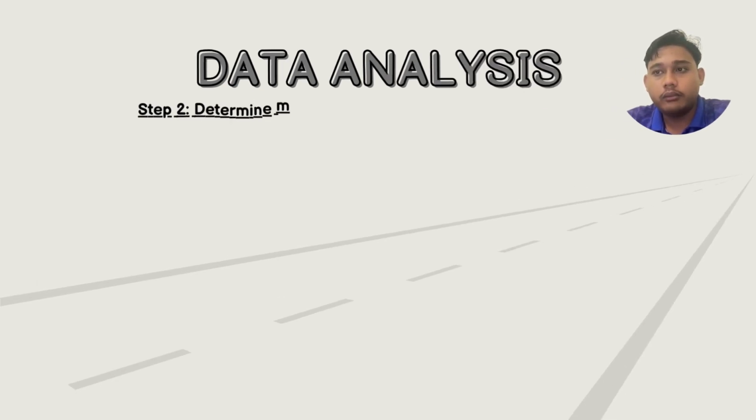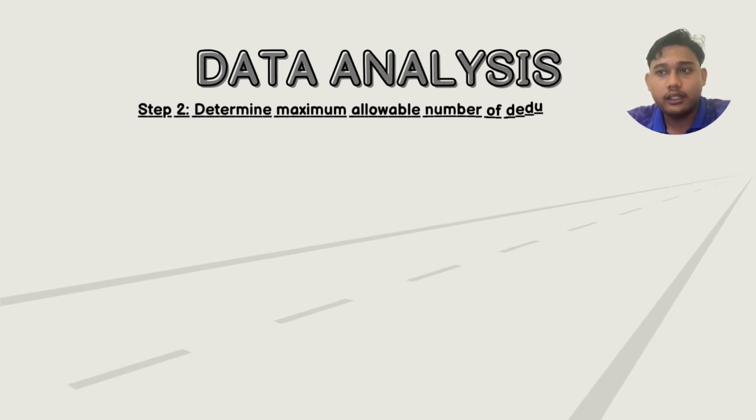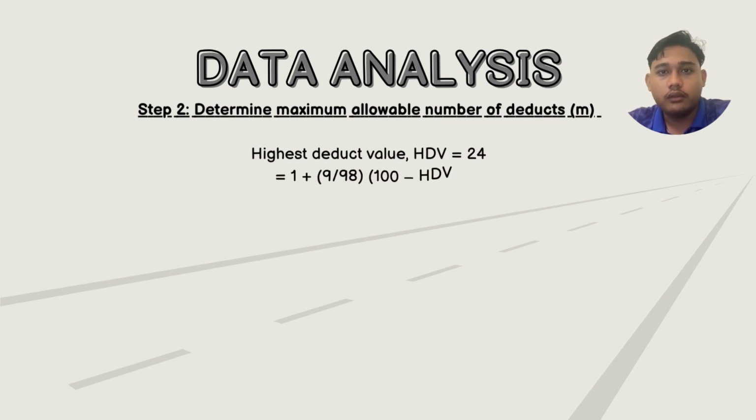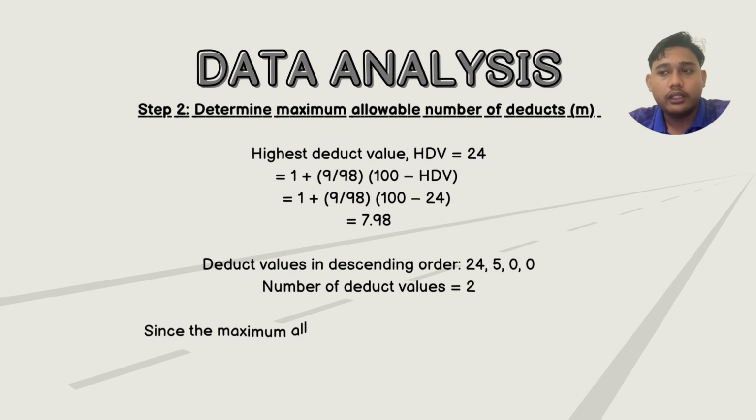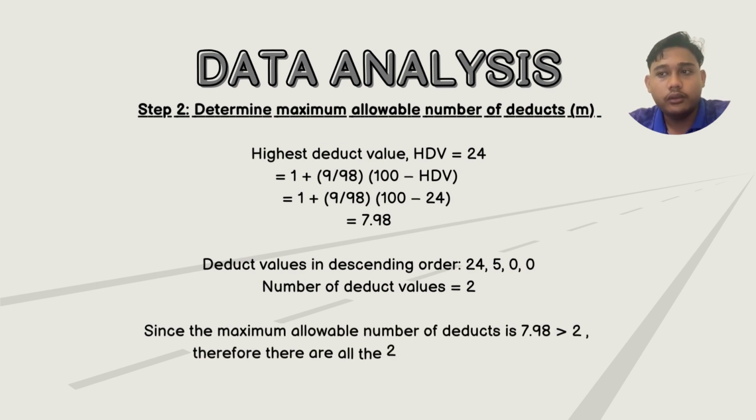Step 2: determine the maximum allowable number of deducts. The highest deduct value is 24. The value we key into the formula gives 7.69. The deduct values in descending order are 24, 5, 0 and 0, so the number of deduct values is 2. Since the maximum allowable number of deducts is 7.69, more than 2, all 2 deduct values are used.